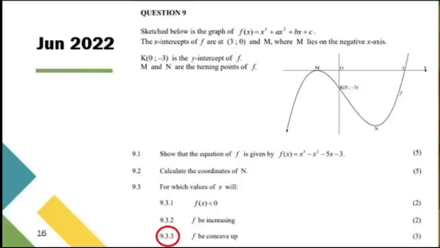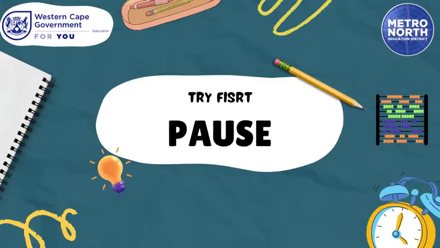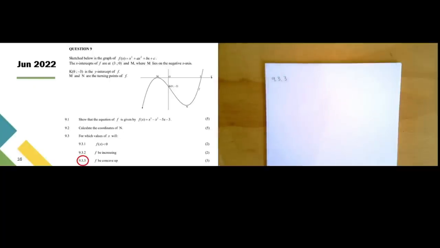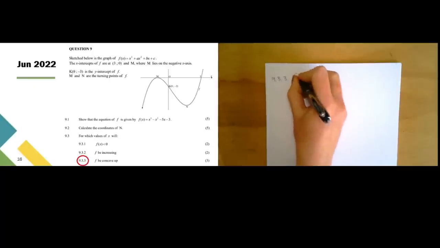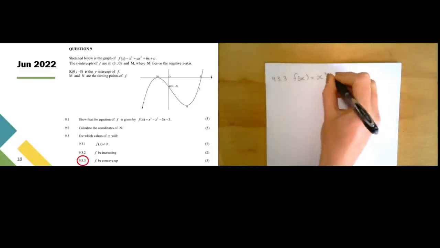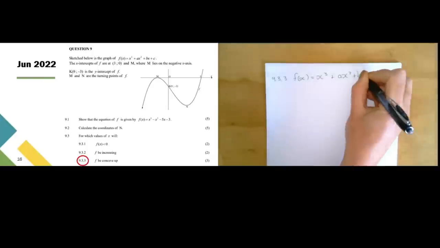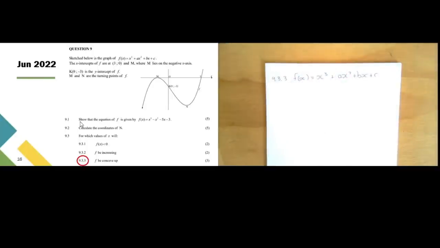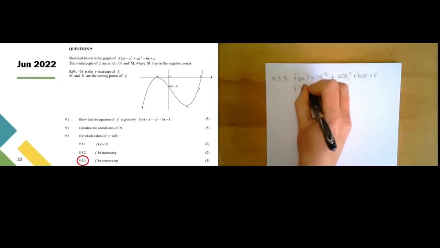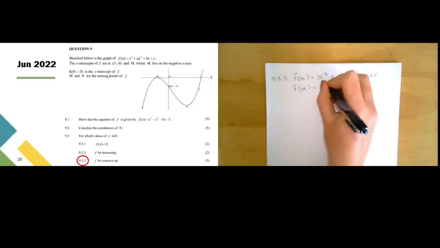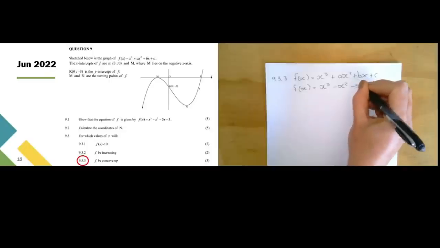If we go look at June 2020, you will see this was just asked. Once again, we're not going to do the entire question. We're just going to look at the section pertaining to concavity. They ask in 9.3.3, for which values of x will f be concave up. Let's see what they've given us so far that we can use. They've given me f(x) equals x to the power of 3 plus ax squared plus bx plus c. In question 9.1 they said show that this is the equation. So even if you couldn't get the answer, you can still use it now. They've told me to show it. So in 9.1 they've given me the final equation: x to the power of 3 minus x squared minus 5x minus 3.